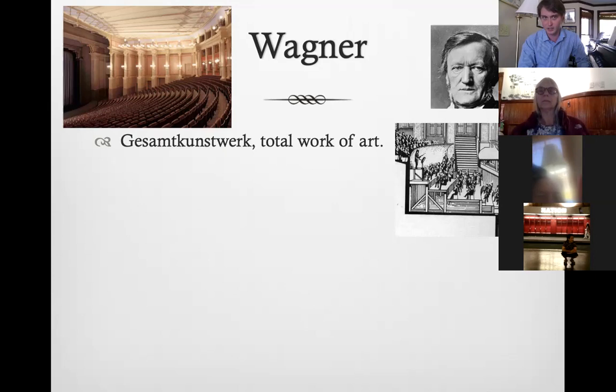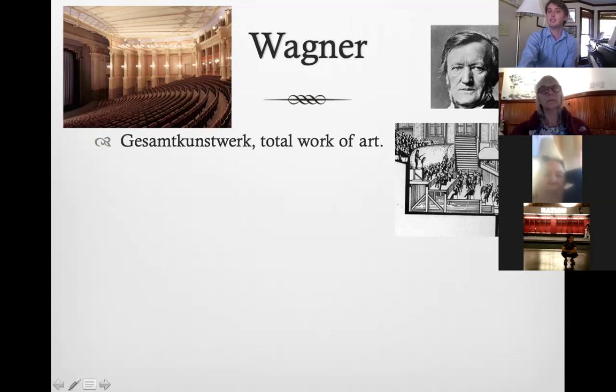He of course wrote the music. And we'll talk about the specific style. He even constructed an opera house. That's what you see up in the left corner. That's the Bayreuth Opera House. He was the first one to have the idea of an orchestra pit. So if you see, there's a little diagram under his face right here.